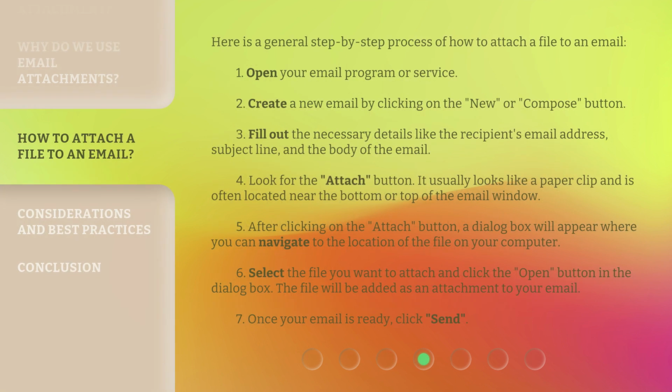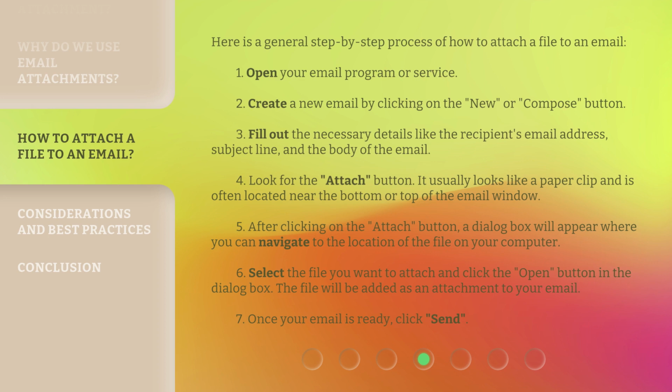Here is a general step-by-step process of how to attach a file to an email. 1. Open your email program or service. 2. Create a new email by clicking on the New or Compose button. 3. Fill out the necessary details like the recipient's email address, subject line, and the body of the email. 4. Look for the Attach button. It usually looks like a paperclip and is often located near the bottom or top of the email window.